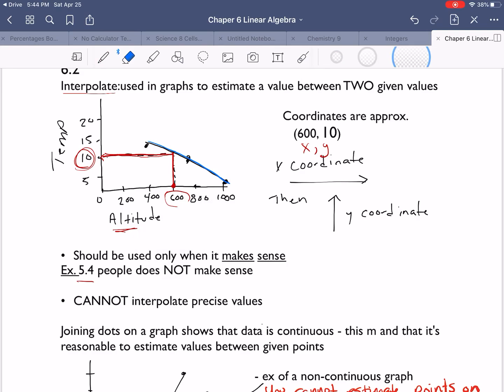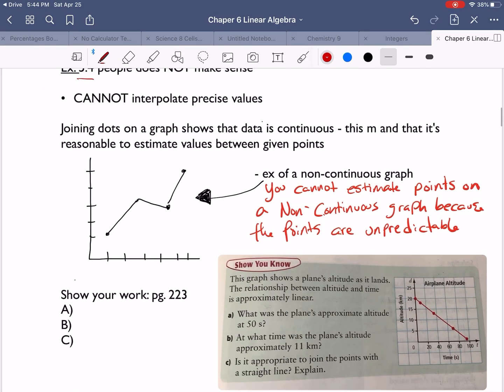You have to make sure that you're using things like altitude and temperature where you can be inside of the temperature, 3.5 degrees or 600.1 meters in the air. You can do that, but you can't do that with people. So interpolating only works when it makes sense, and you can't have part of a person, and you can't go to the movie store and buy 1.6 parts of the movie, right? So it has to make sense.